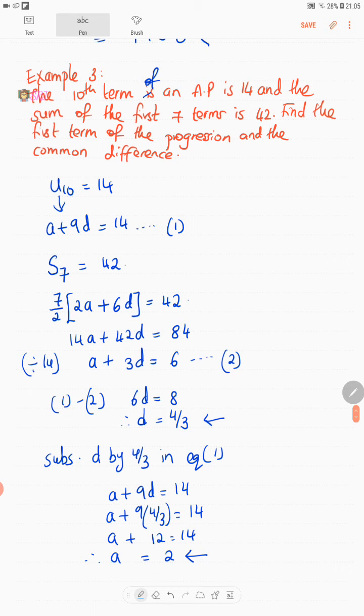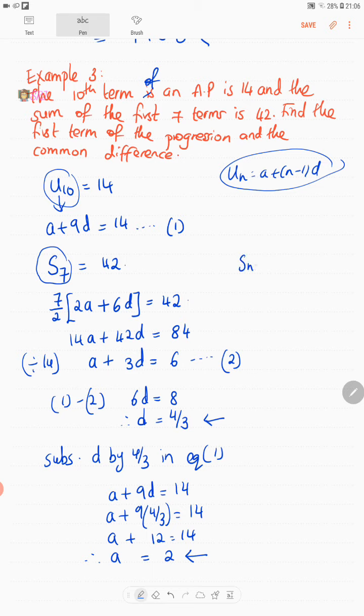So here we are talking about a term, the 10th term. So we use U10, and we use the formula for the nth term, that is a plus (n minus 1) times d. This is when we are talking about a specific term in the sequence. And we are also talking about the sum of the first n terms. When we are talking about the sum, we use S7. We use the formula for sum. So here we use Sn is equal to n over 2 times (2a plus (n minus 1) times d).